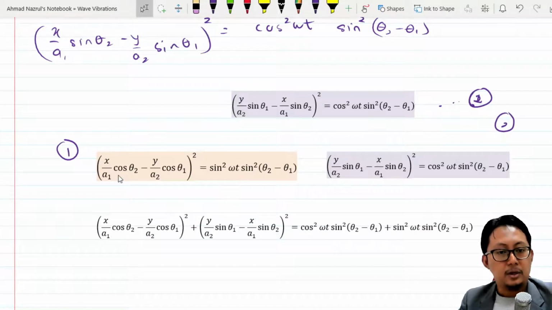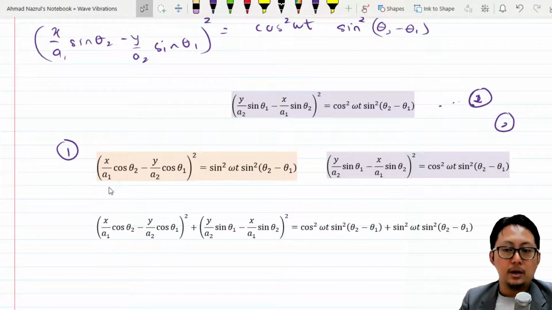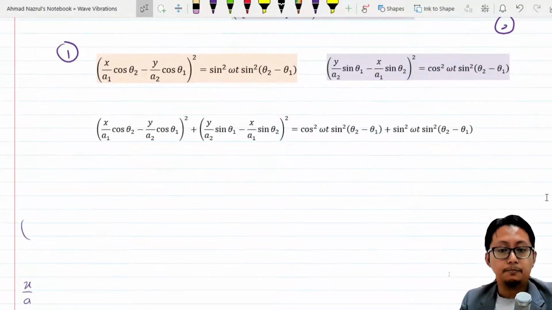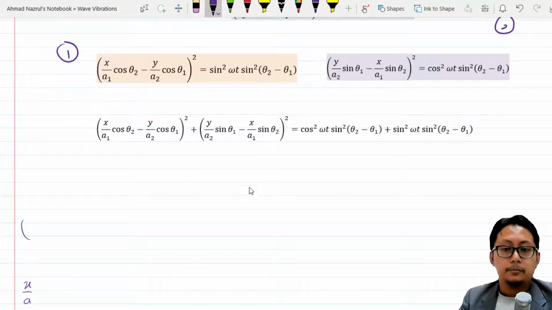A little bit alternate, because we have here x over a1 cos theta 2. For this one, we have sine theta 1 and sine theta 2. And this one is cos omega t. This one is sine omega t. Okay, we add up both equations.